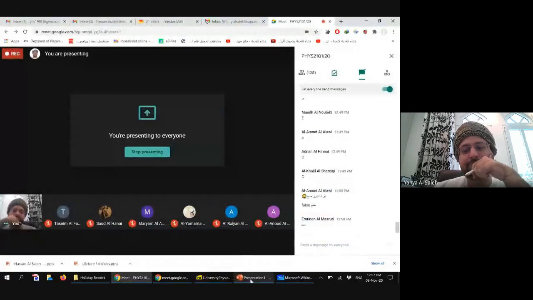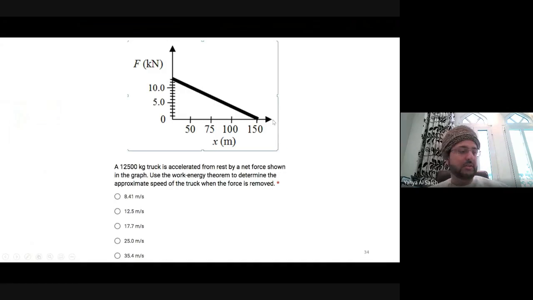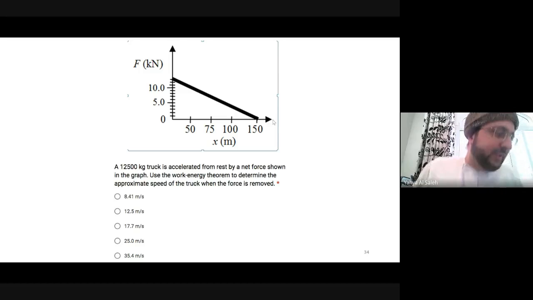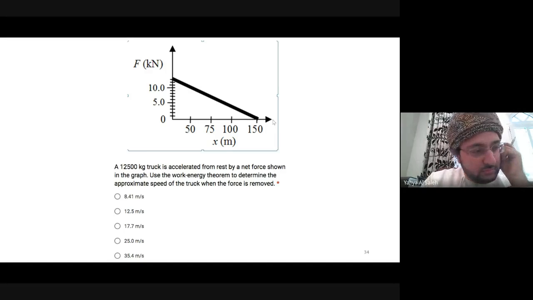No one? When it's so quiet here, I start wondering if I have lost my internet connection. 11.53 by someone, 12.5 by someone else. 25 by Rayan, so a factor of 2 above Dina. 8.41 by Ahmed.